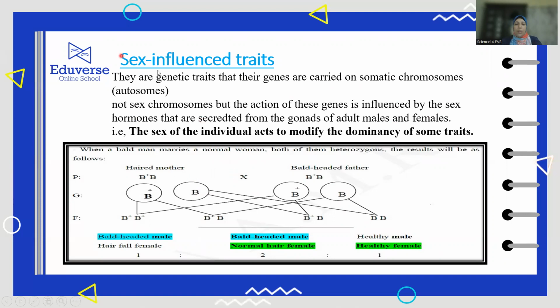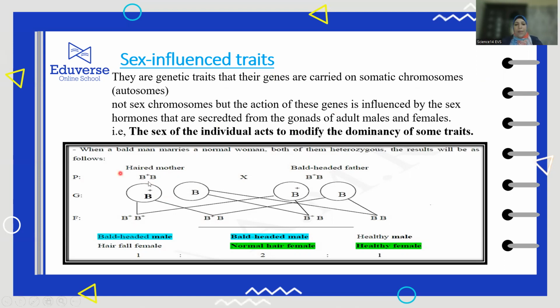Baldness in men is considered a sex-influenced trait. Why? Because the gene exists in both male and female, but the trait will appear in males only, because this trait is influenced by the testosterone hormone, or the male hormones.